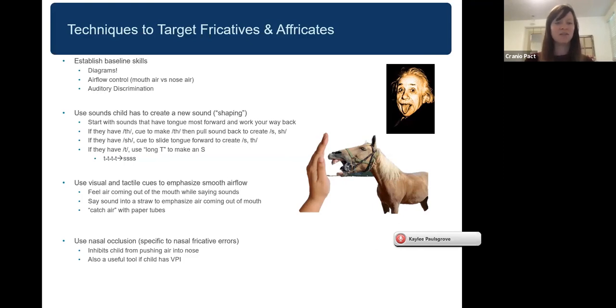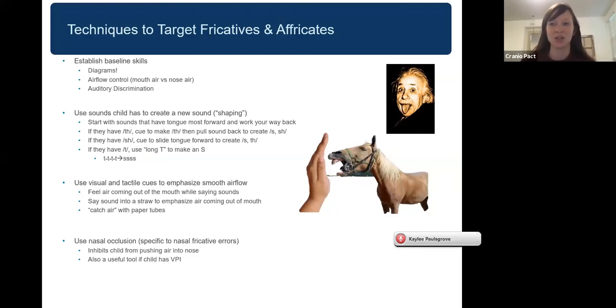I also use a lot of visual and tactile cues to emphasize the air. So that means you want the child to feel the air coming out of the mouth, see the air coming out of the mouth as much as possible. So I'll have them hold their hand in front of their mouth while they say shh, so they can feel the warm air coming out of the mouth. Or I'll have them say their sound into a straw or some other small tube because it sounds really nice when the air goes into the tube, and it can be really rewarding for the patient. Often we'll catch our air, especially with the younger children. You have to kind of meet them at their level and make it fun. And so I will have them say their sound and then catch it, like into a straw or into a tube.